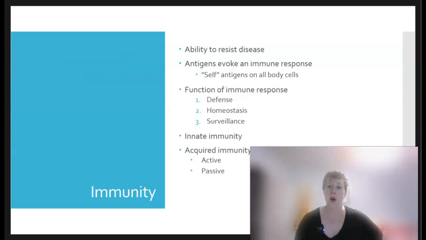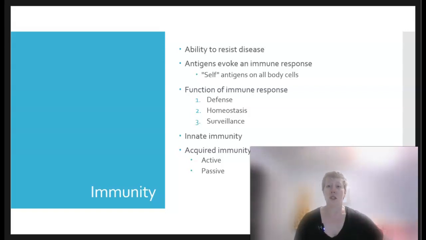Okay, so our immunity is our ability to resist disease. An antigen is basically any substance in the body that elicits an immune response. So all of the body's cells have antigens, which help the body essentially recognize itself. And it has three functions of the immune system.